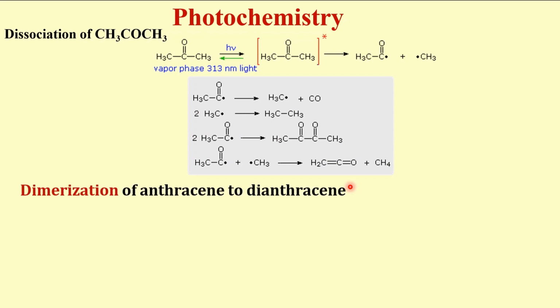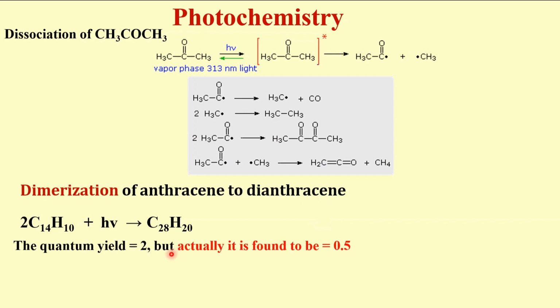Dimerization of anthracene to dianthracene is another example which has a quantum yield of less than 1. Two molecules of anthracene absorb UV light and give rise to the dimer, that is dianthracene. The quantum yield has been calculated to be 2, but experimentally it is found to be 0.5.